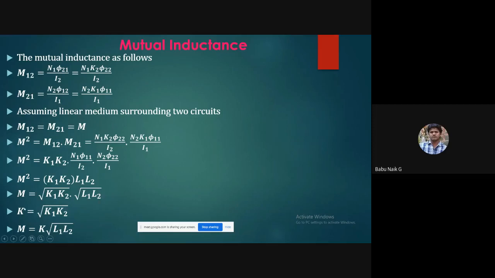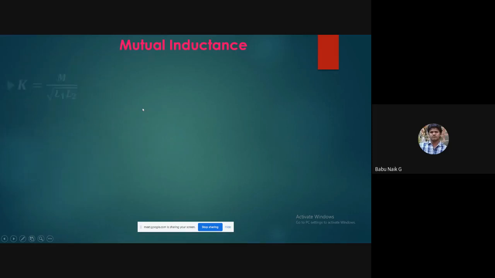And then M, we can simplify that. After simplifying this equation, the mutual inductance is M = K under root of L1 into L2. So this is the meaning of having mutual inductance here. Now further, let us take the equation for the sum of these, if those are circuit 1 and circuit 2.